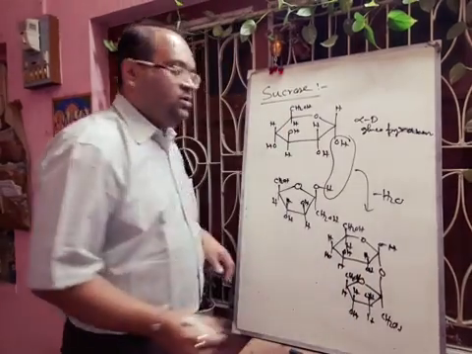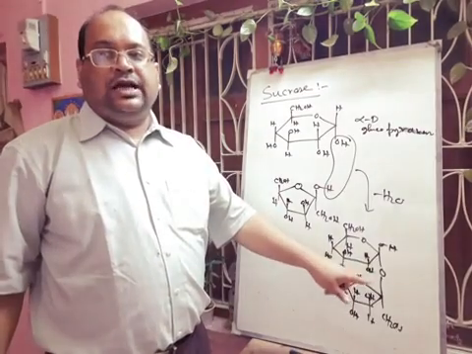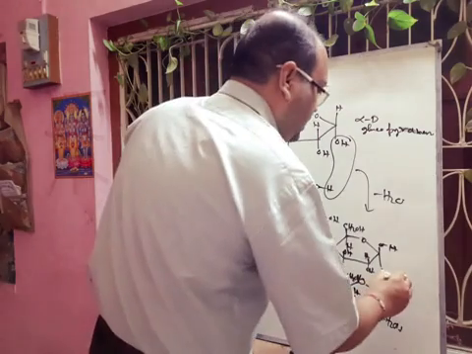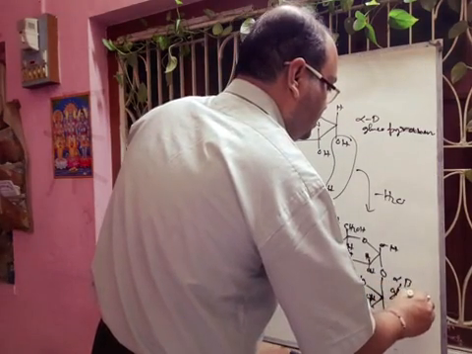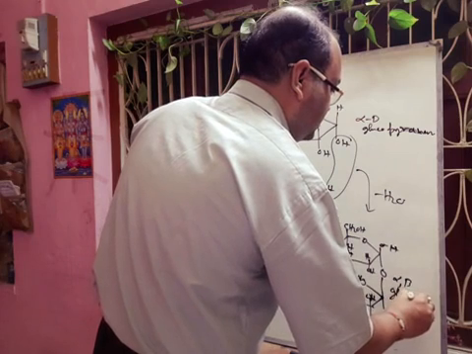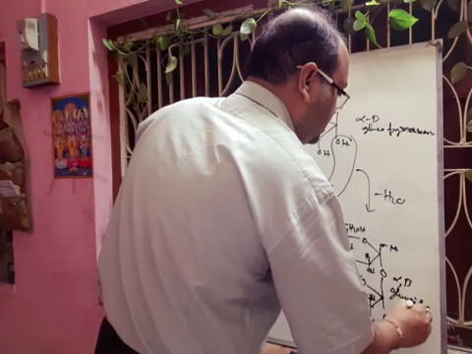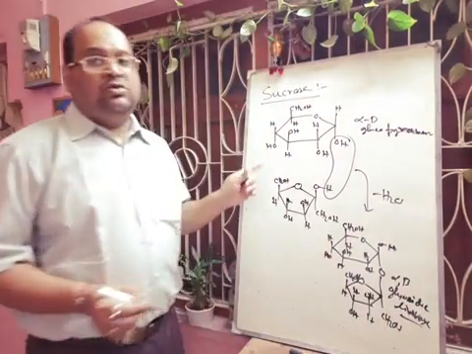So whatever linkage you are getting here, this is called the alpha beta glycosidic linkage, and this is the structure of sucrose.